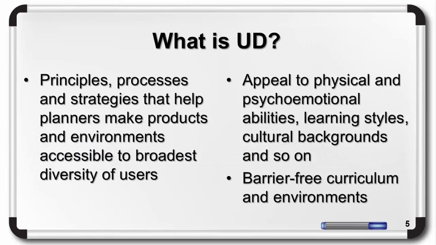Universal design refers to the principles, processes, and strategies that help planners make products and environments accessible to the broadest diversity of users. Universal design is often discussed in several different disciplines, including architecture, city planning, business, engineering, and of course education. In education, universal design can help instructors and designers develop curriculum that appeals to the diverse physical, psycho-emotional abilities, learning styles, cultural backgrounds, and so on.